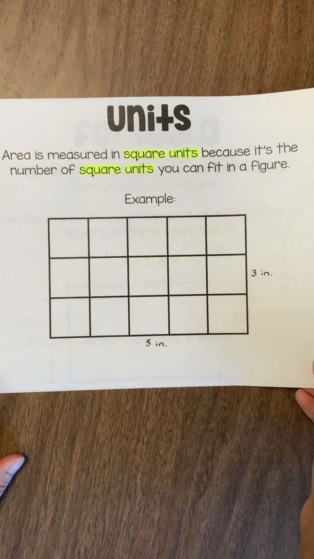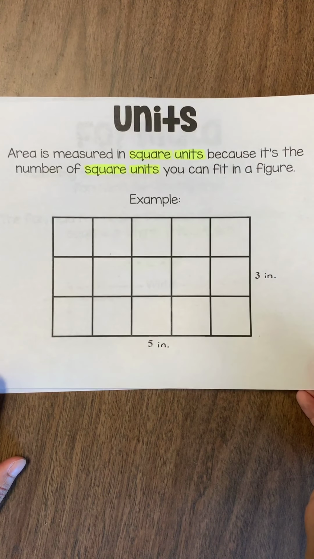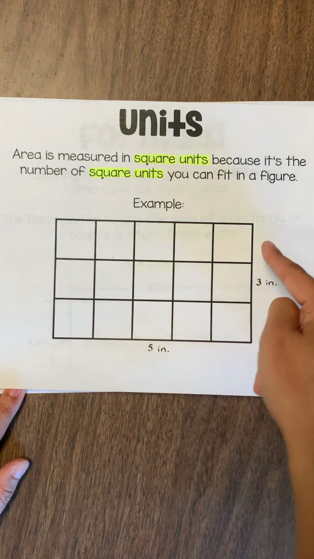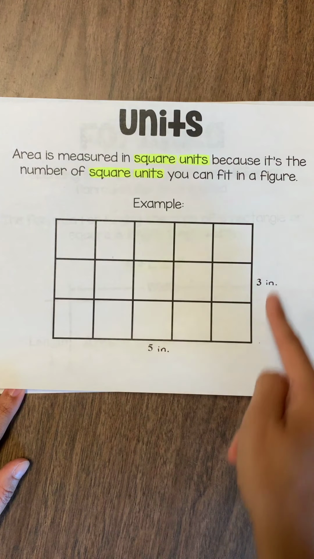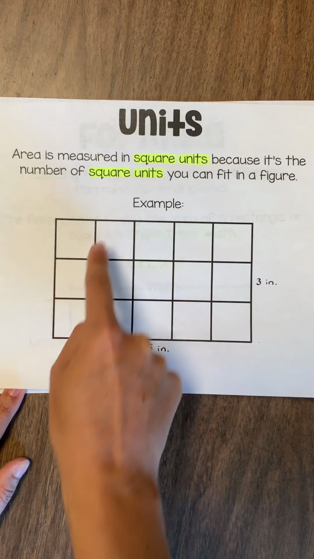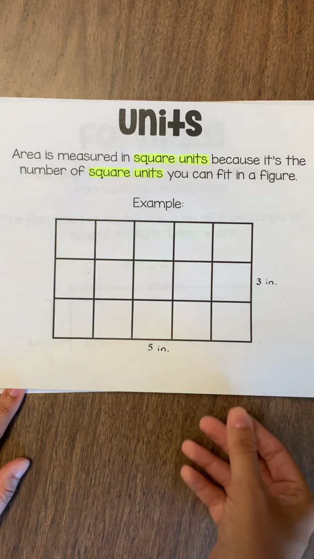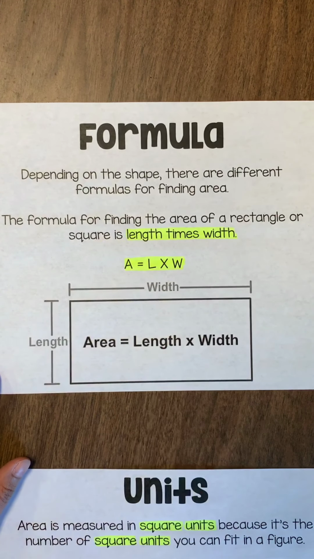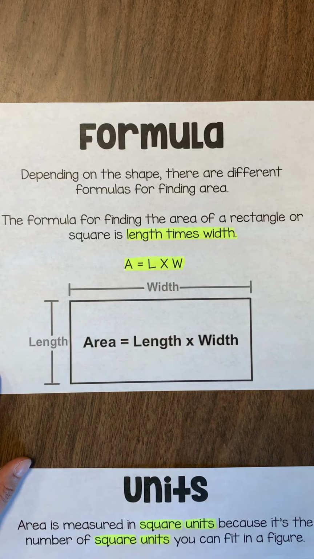Well, that's when you would just simply use our formula, length times width. So the length is 5 inches, the width is 3 inches. So you could do 5 times 3 to figure out that the area is 15 square inches, which is the same answer that I got when I counted them one by one, right? But it's a lot quicker to use our formula, length times width. Let's look at one more example.